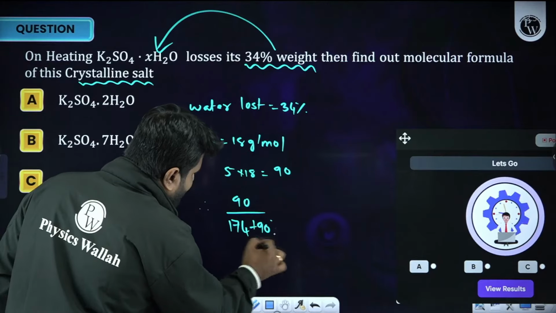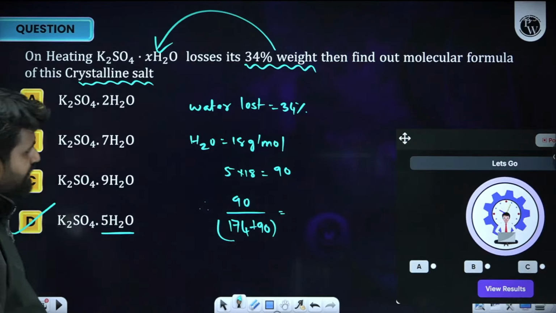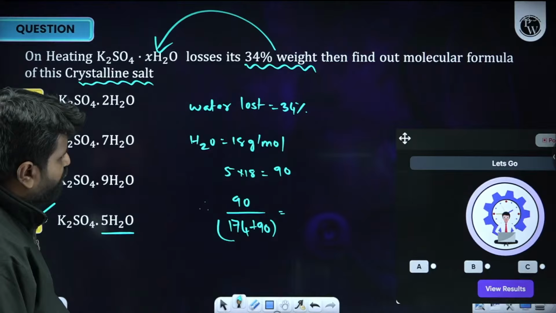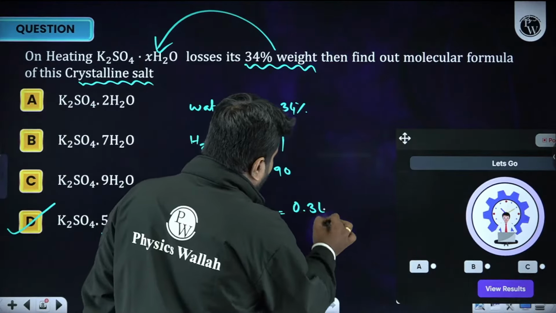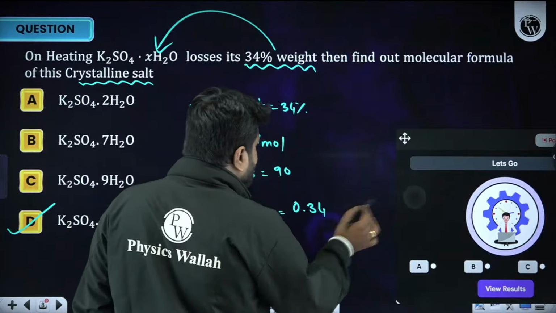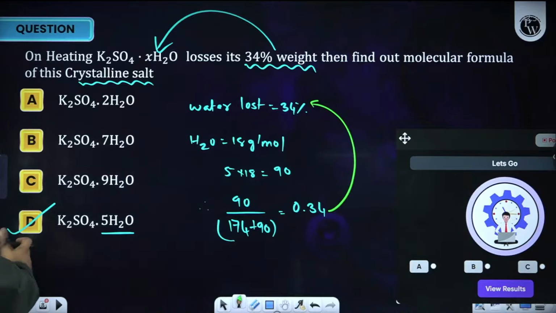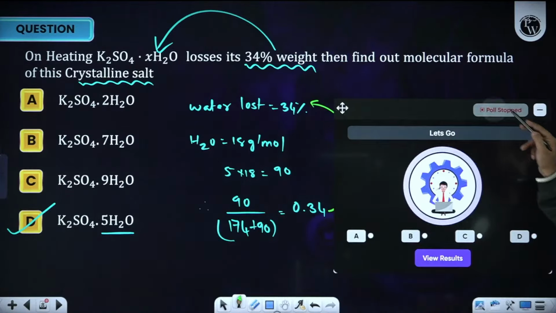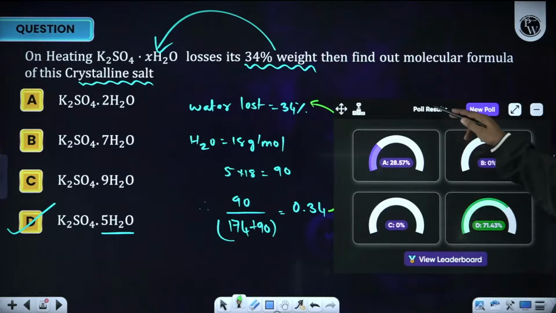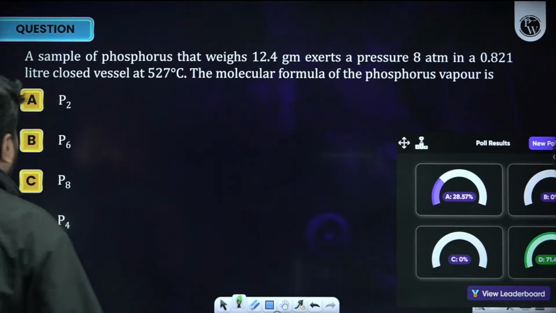174 plus 90. Take the percentage and calculate how much we are getting, my dear students. If I solve this, 90 upon 174 plus 90, we will get 0.34. So now tell me, is this matching with this value or not? It is matching. So option D is the correct answer. Very simple question. These are all the different model questions we can expect.